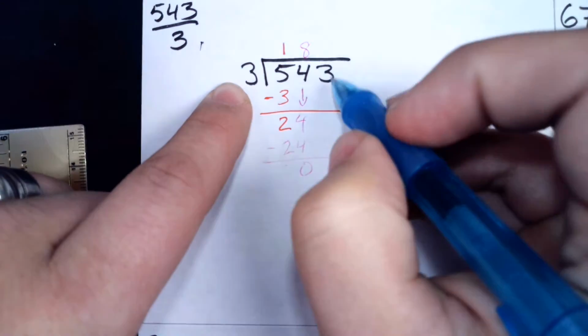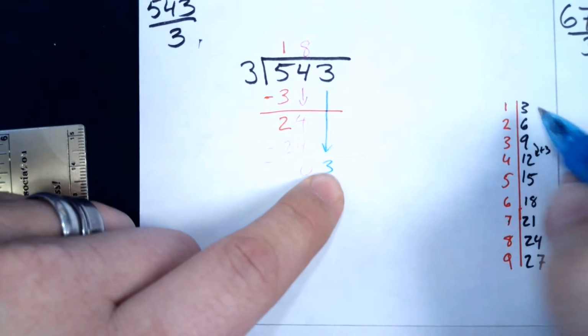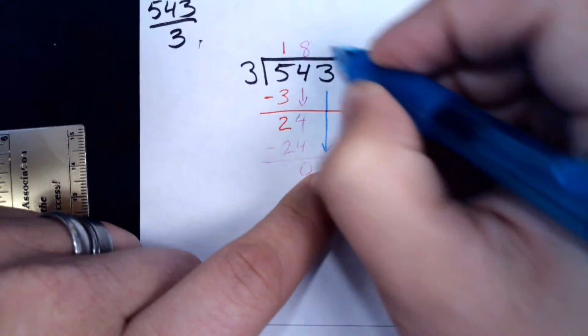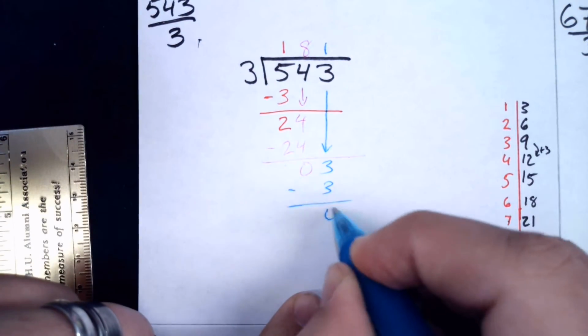But I'm still not done. I've got this 3 up here, so I'm going to drag that on down. 3 goes into 3. Okay, I know this one, but still, I find the 3. I write the 1. 1 times 3 is 3, so I have nothing left over, and there's my answer.